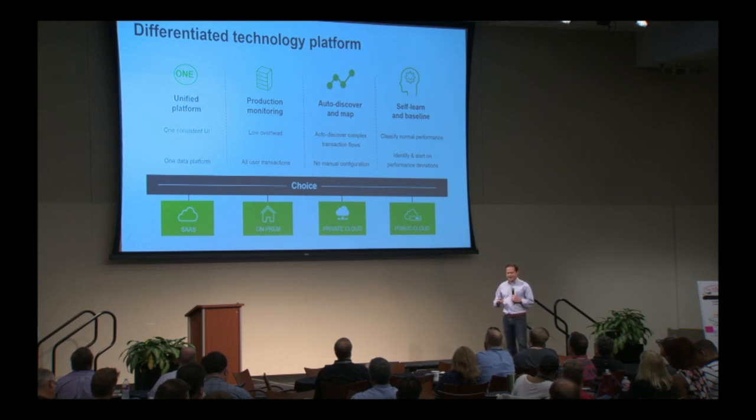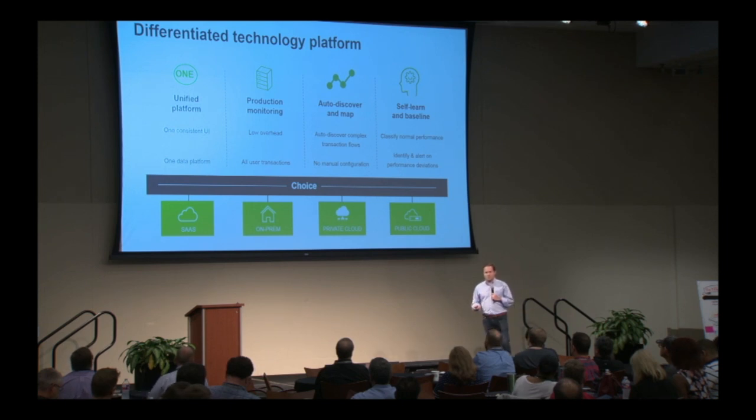And then the last 2 are kind of tied together, so auto-discovering and mapping. If you've ever built a Visio diagram, this is what you want to hear. AppDynamics builds out a flow map of your application environment automatically. And then the last one is self-learning and baselining. So rather than going in and setting manual thresholds, AppDynamics is going to learn what behavior for your environment should be and only alert you whenever something starts to deviate from that.